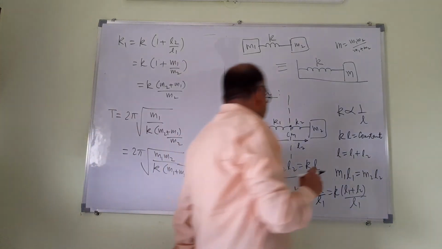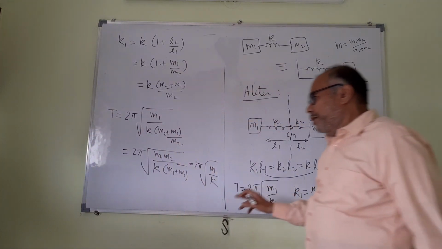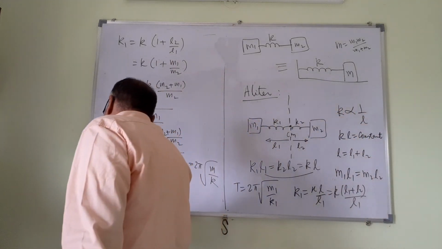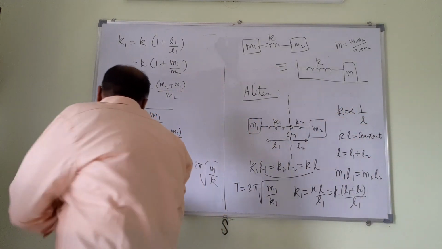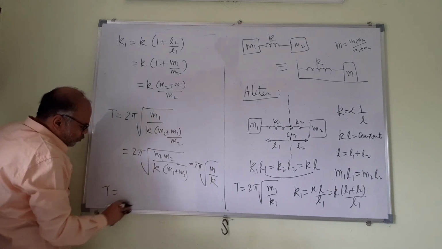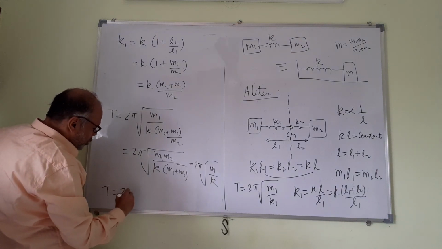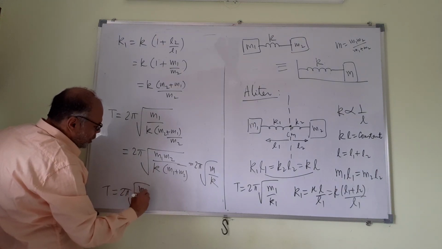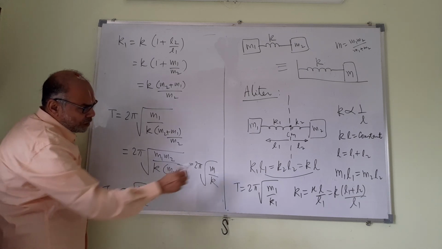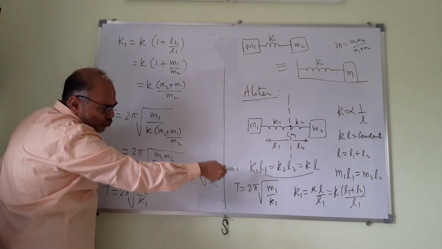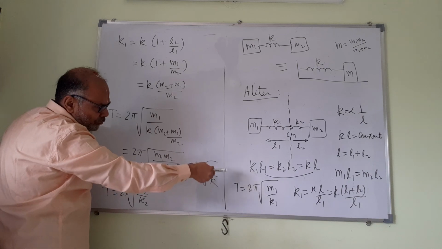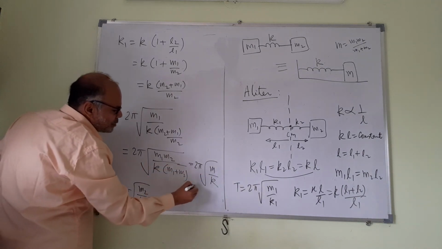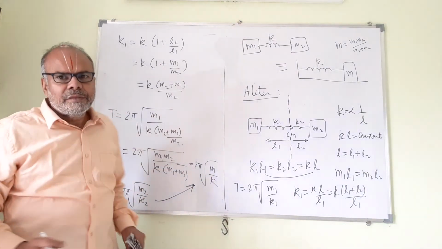In fact, if you wrote for the other spring, it will be T equals 2 pi root of M2 by K2. If you substitute for K2 instead of K1, and did all these manipulations as we did for K1, you would get the same result. Thank you.